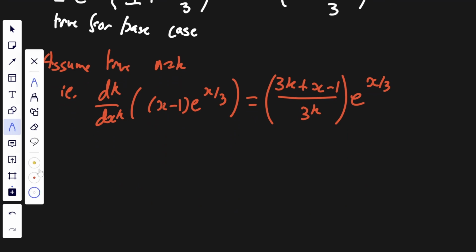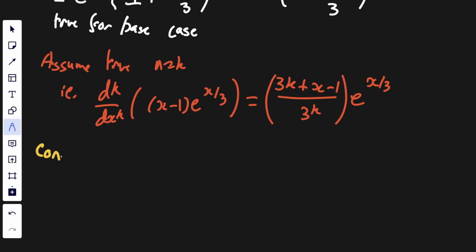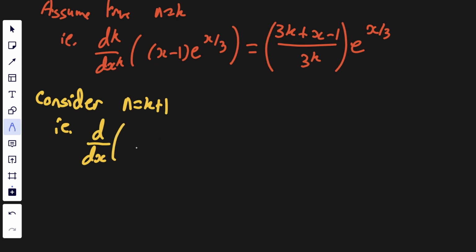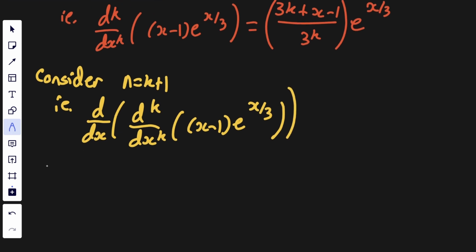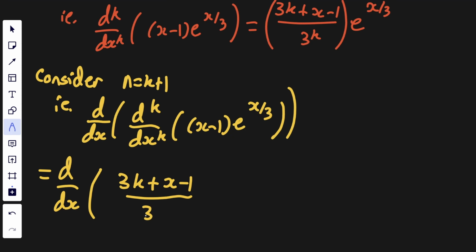Next, we're going to do our consideration. And in our consideration, we're going to just straight away try to differentiate our assumption. That's pretty much what a consideration is. So consider n equals k plus 1, i.e. we're doing the derivative of the kth derivative, or in other words, the derivative of our assumption. Now, if you're unsure on why this is true, go into my previous videos and have a look at them. It's going to give a lot better explanation than I'll give in this video, because this video is more to look at a model solution. So we're doing the derivative of our assumption, because the kth derivative is exactly this, according to our assumption.